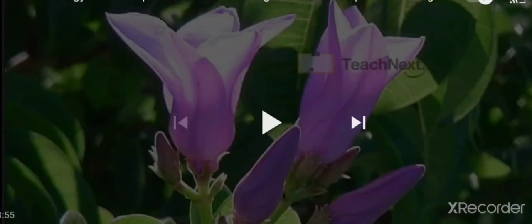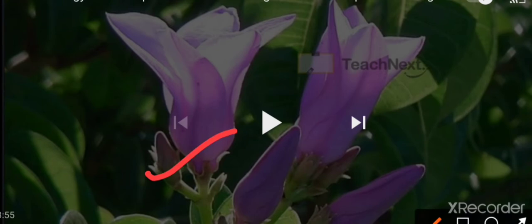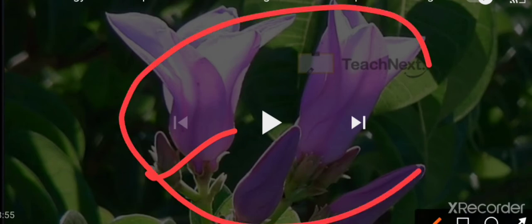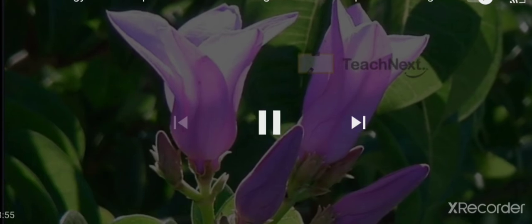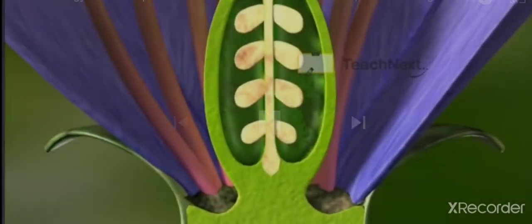Flower is the female reproductive part of a plant. And the arrangement of flowers, isn't it? Here you can see the arrangement of flowers on a floral axis, we call it inflorescence. So flower is the female reproductive part of a plant, and the arrangement of flower is known as inflorescence.